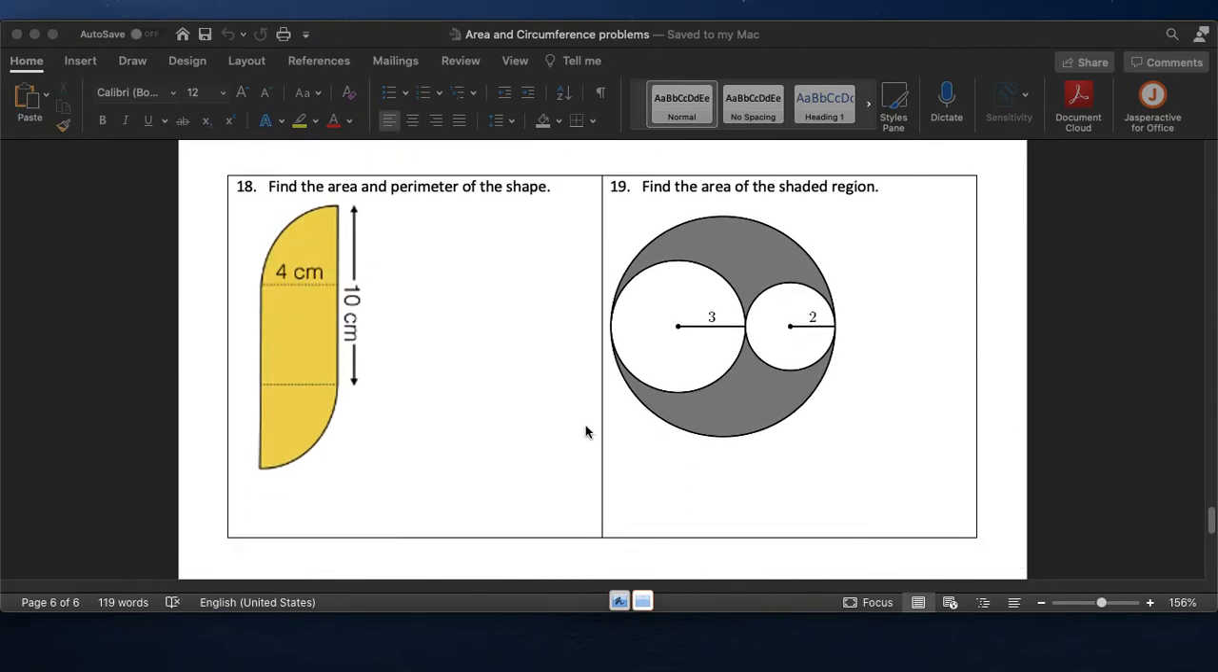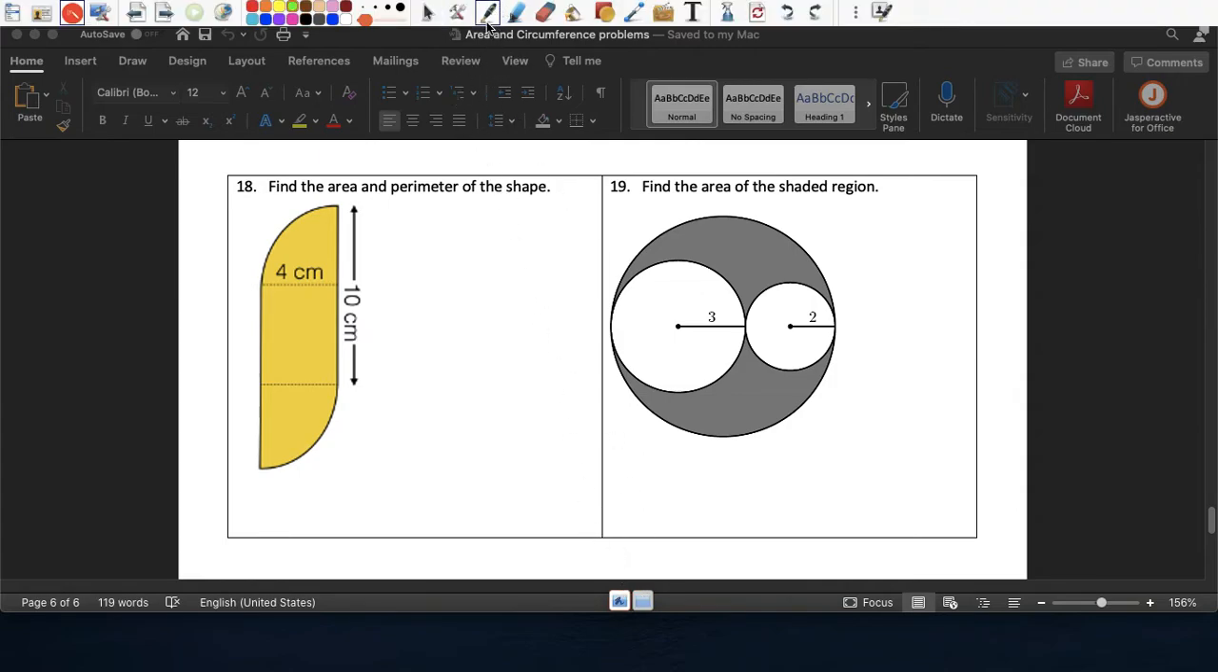Find the area. So, the last two. Okay, pretty simple. Find the area of the shaded region. In here we have a big circle, punch two holes, and whatever's left over is your area. Okay, so let's do number 19.